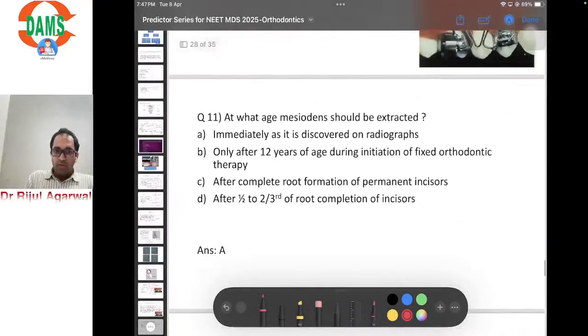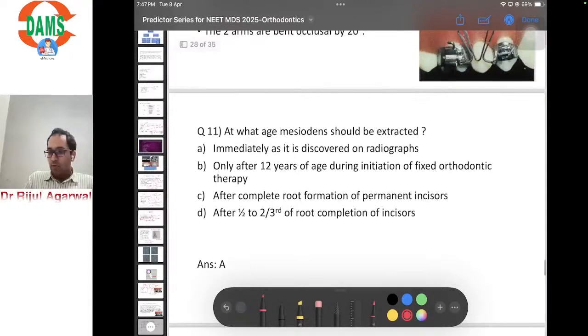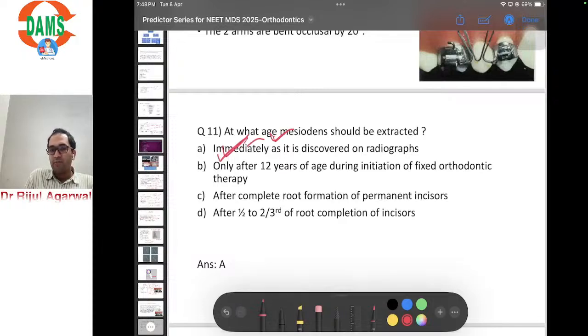Okay, next question. At what age should Mesiodens be extracted? Again, a previous year question. Immediately as it is discovered, after 12 years, after complete root formation, or after half to 2/3 of root completion of incisors. Immediately as it is discovered on radiograph.